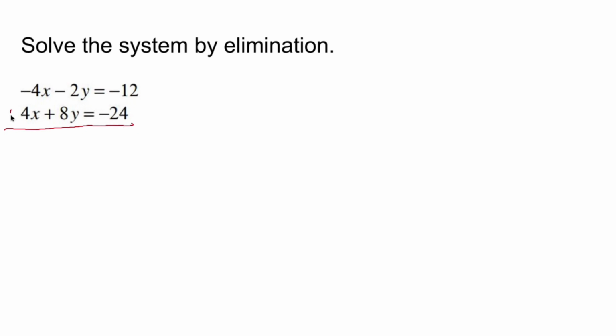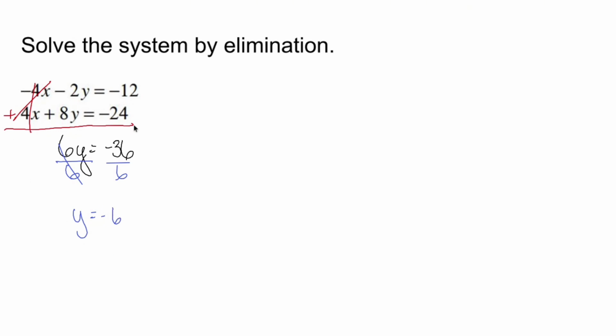rows. So we are going to add negative 4x plus 4x, which cancels out. How nice. Now we have to add the others. Negative 2y plus 8y is 6y. Drop down the equals. Negative 12 minus 24 is negative 36. In order to solve for y, all you have to do is divide both sides by 6, and y equals negative 6. So y is solved for.